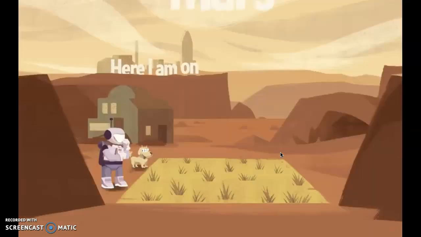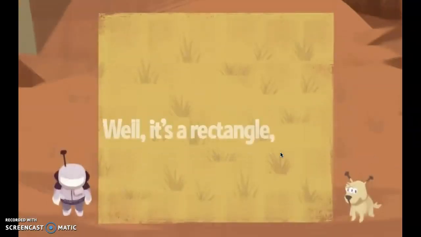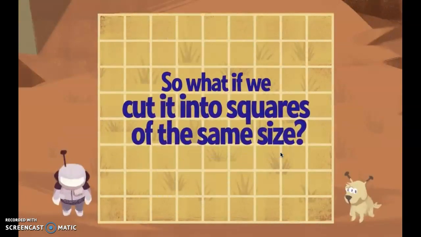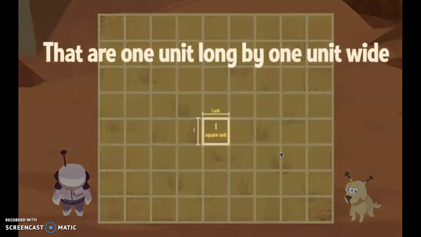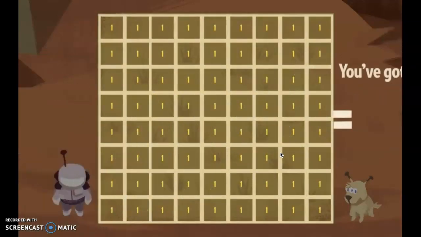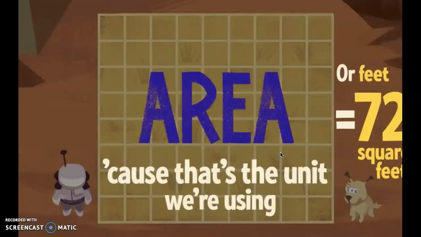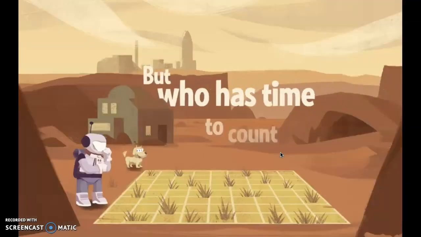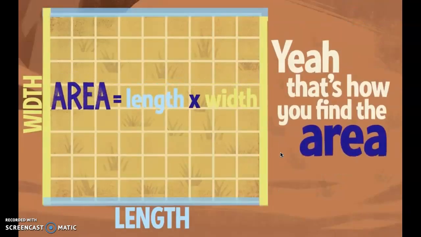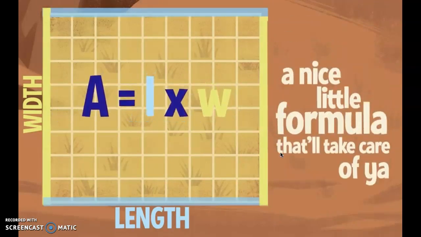Yeah, here I am on Mars, trying to find out the size of my backyard. Well, it's a rectangle, right? So what if we cut it into squares of the same size that are 1 unit long by 1 unit wide? These are called square units. Add them all up, surprise! You got 72 square units, or feet, because that's the unit we're using. Well, who has time to count squares? Length times width is the quickest way to get there. Yeah, that's how you find the area. A nice little formula that'll take care of you.